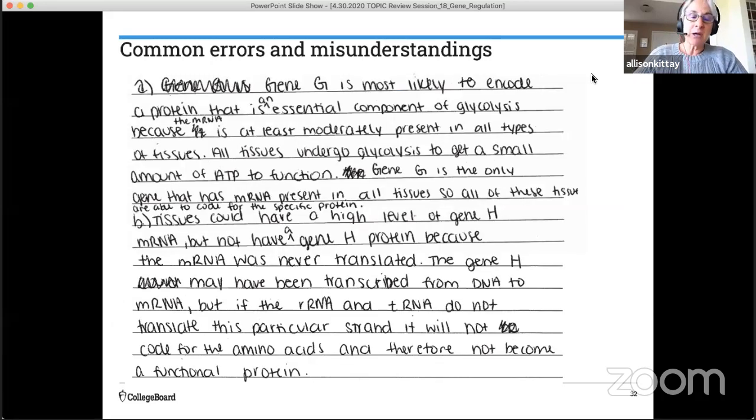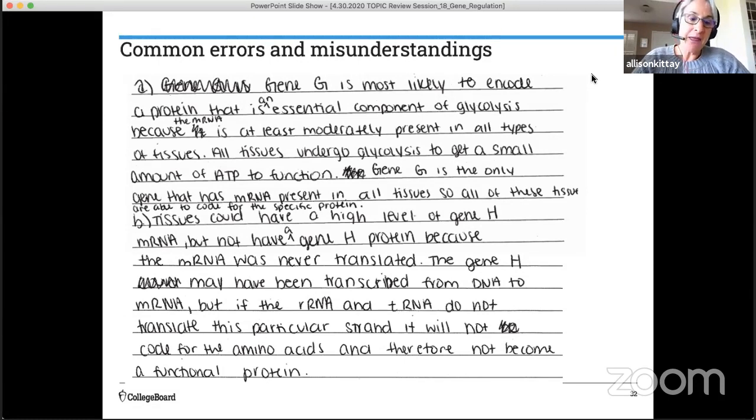Okay, so let's look at a student response that earned all 3 points, and then we'll look at where the knowledge gaps and misunderstandings were. So here's a 3-point answer. Gene G is most likely to encode a protein that is an essential component of glycolysis because the mRNA is at least moderately present in all types of tissues. All tissues undergo glycolysis to get a small amount of ATP to function. Gene G is the only gene that has mRNA present in all tissues, so all of these tissues are able to code for the specific protein.